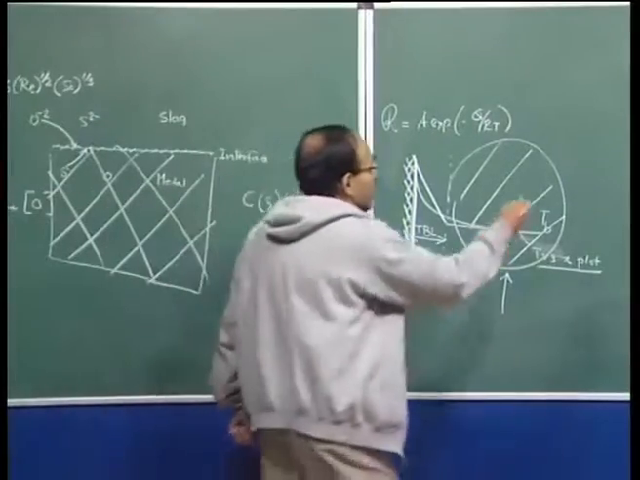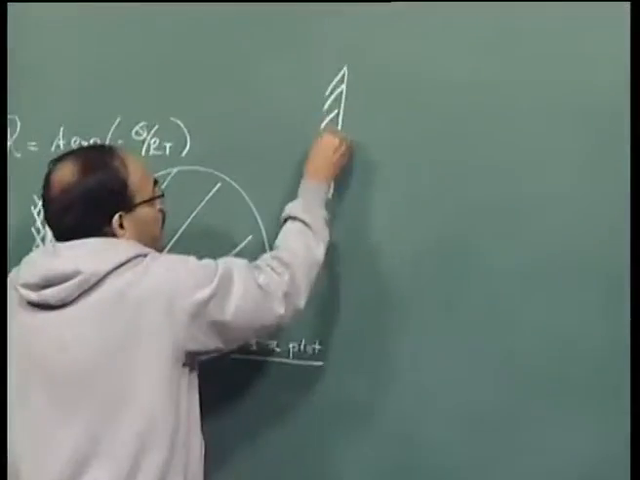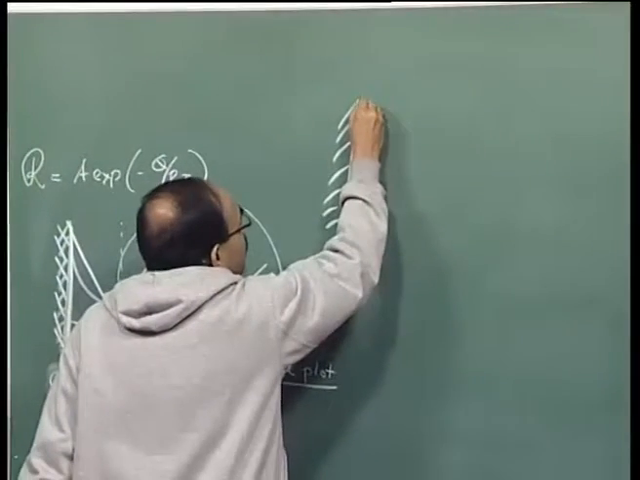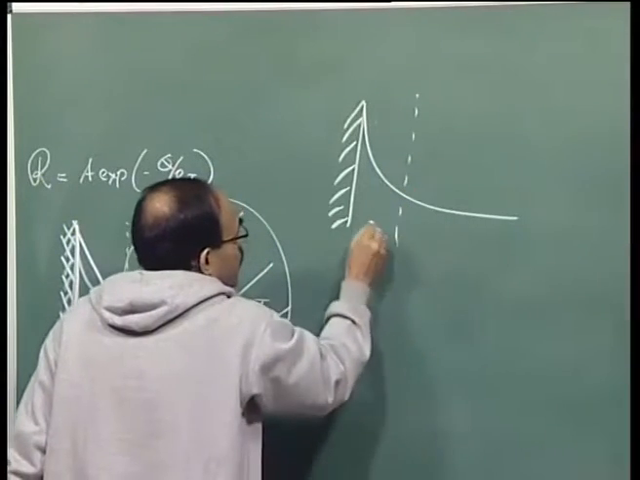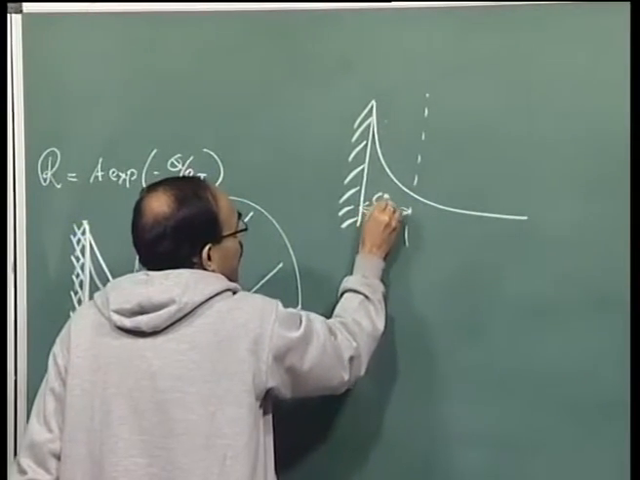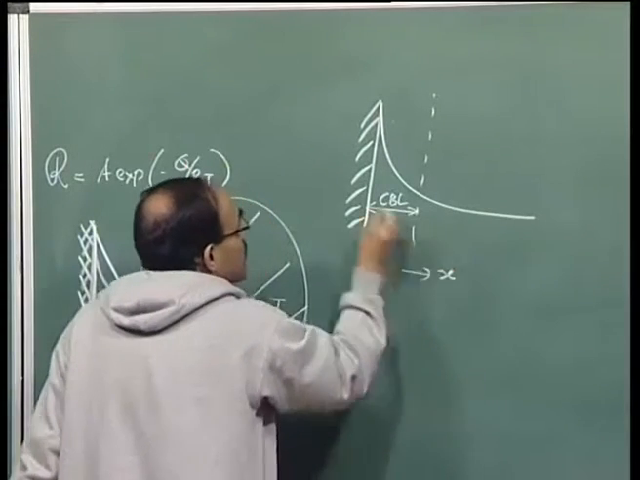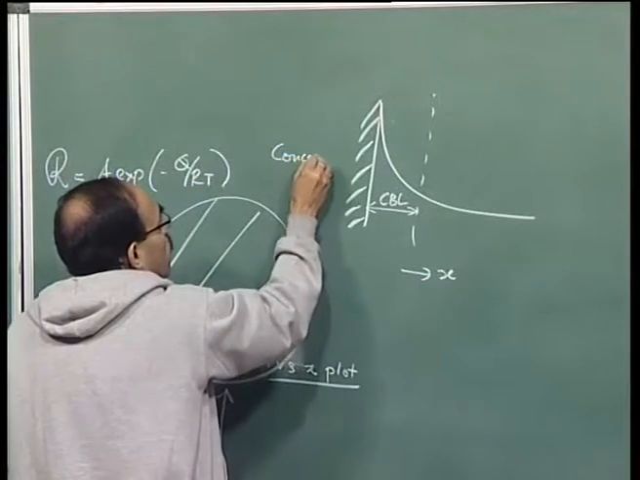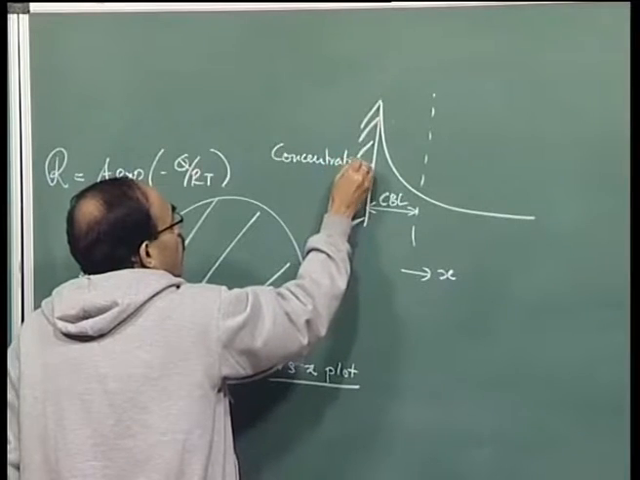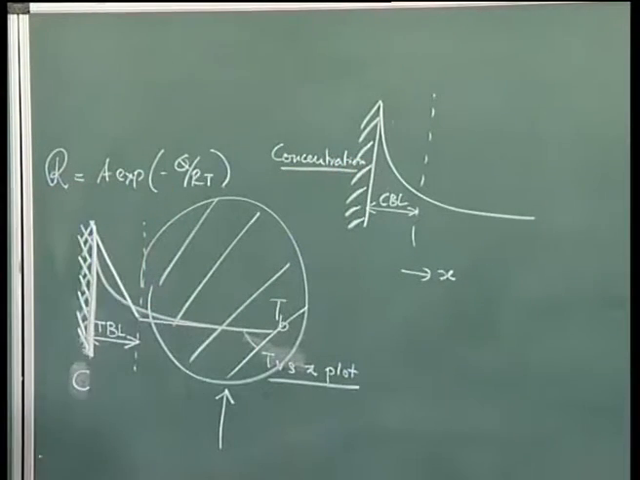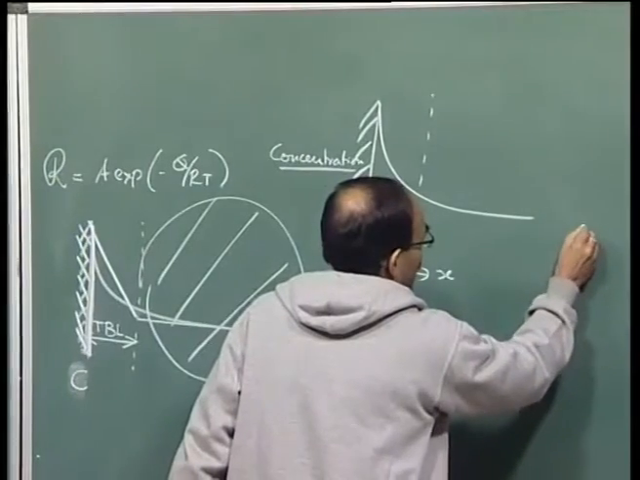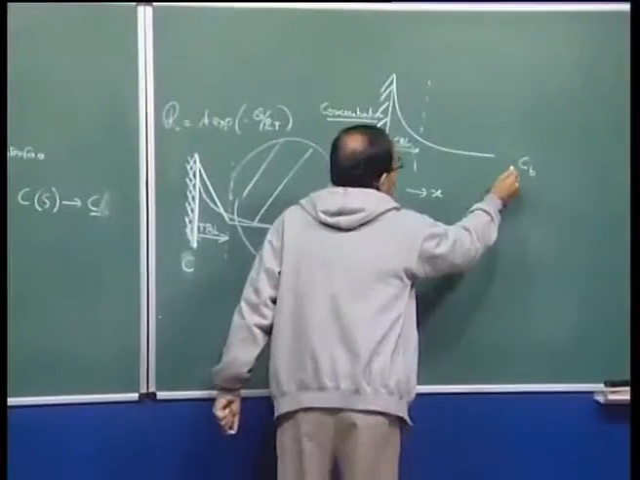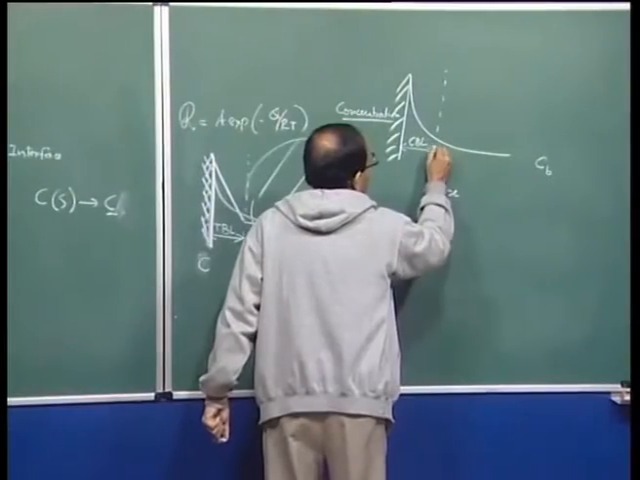So, I can say that this is the solid, and similarly I can have a concentration layer, a concentration boundary layer developing. So, this is the CBL, the concentration boundary layer, this is the distance x, and this is the concentration. Now, we can say that far away from the interface it is the bulk concentration, but I can assume this bulk concentration to prevail up to this particular interface.